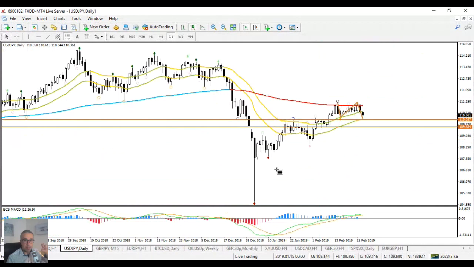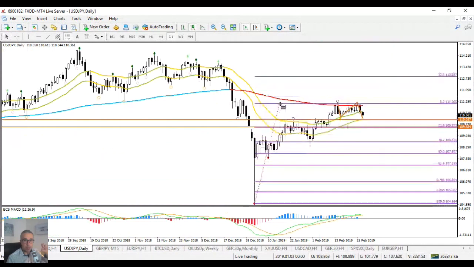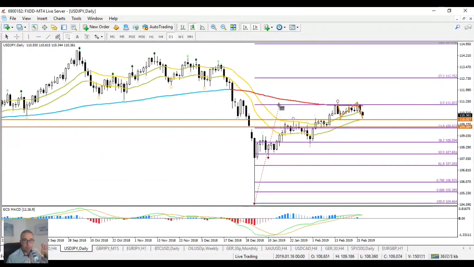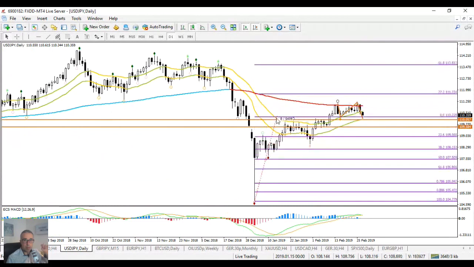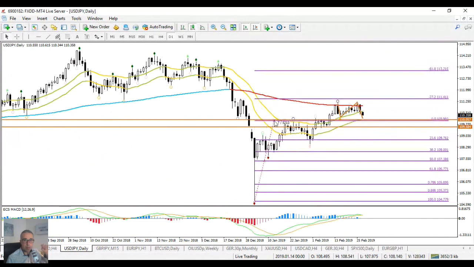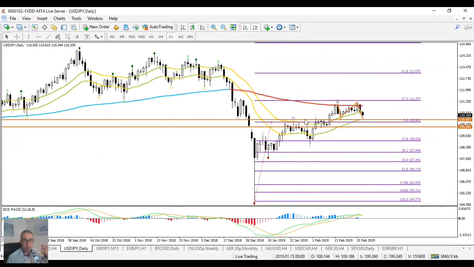And this is a bit tricky what fib to use, but maybe we can use this fib. 113, you can see is the minus 61.8 target. Bounce at the minus 272 target at the moment.